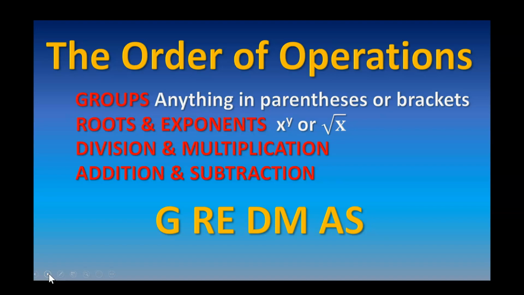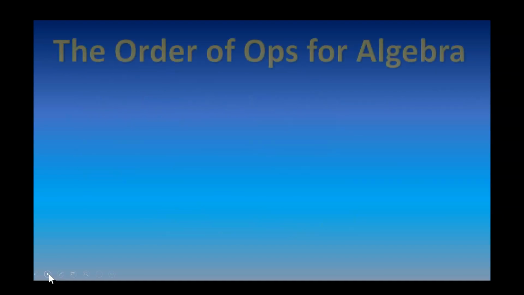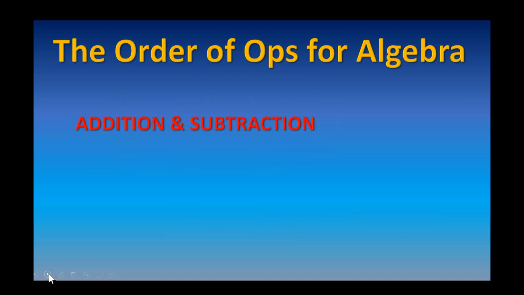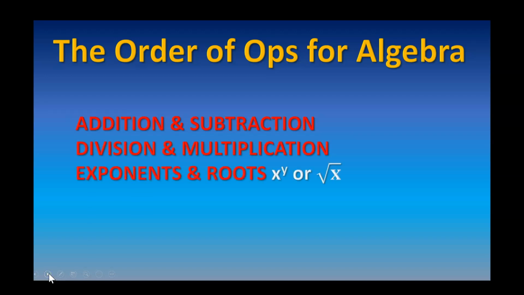Now, if we're going to use the order of operations backwards in order to do two-step algebra, let's look at what happens. Instead, we're going to start by getting rid of addition and subtraction. Then we're going to get rid of division and multiplication, and for now we'll say that the last thing we do is exponents and roots. That might change here and there depending on the problem, but again, we don't need to worry about that for a couple of weeks. Now, you may be wondering, what about groups?